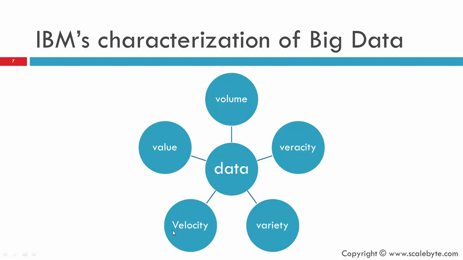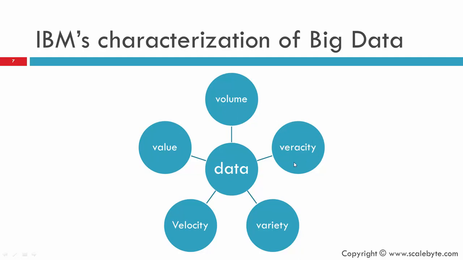And velocity, as I just mentioned, in Facebook the data is getting generated in the terms of 250 to 300 terabytes of data. So the pace at which the data is growing is called velocity. If the data has a high pace, then it is again big data. And next is veracity.